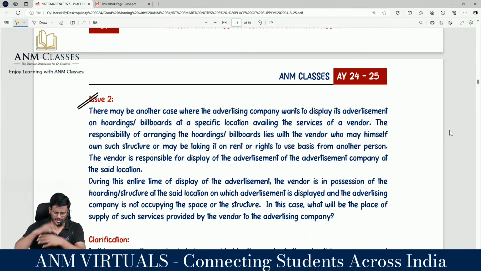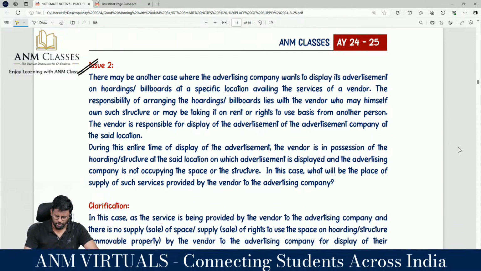That's it. Nothing to scratch our head. I am moving into issue number 2, my dear lovable students. There may be another case where the advertising company wants to display its advertisement on hoarding or billboards at a specific location, availing the service of a vendor. The responsibility of arranging the hoarding or billboard lies with the vendor, who may himself own such structure or may be taking it on rent or right to use basis from another person. The vendor is responsible for display of the advertisement of the company at the given location.